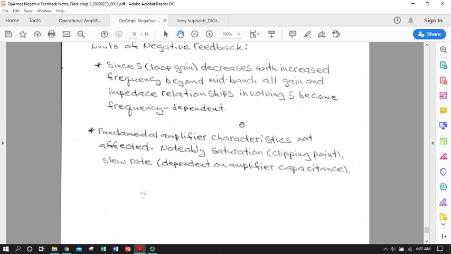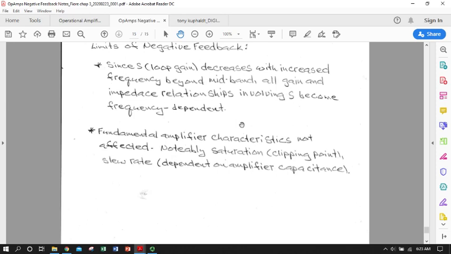fundamental amplifier characteristics aren't affected. So if you're clipping, because for whatever reason you're asking the amplifier to output a voltage versus ground that's more than the supply, it's going to give you the supply minus a bit. It's not going to change the capacitances due to the junctions in the semiconducting devices intrinsic to the amplifier. So things like how fast it can change direction, slew rate, are not going to change. We can't compensate for that with negative feedback.